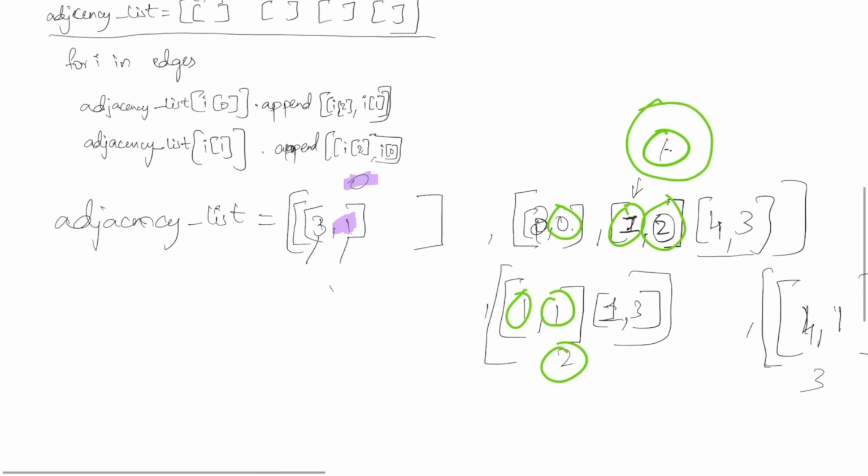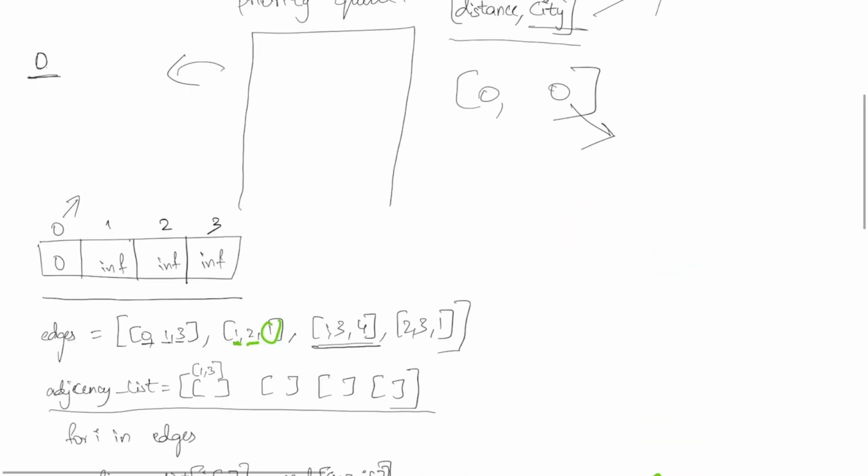What's the adjacency list for this particular city? The adjacency list of 0 is 3 comma 1, so you'll add 3 comma 1 here. The distance here is 0, so 0 is already there, so we don't update the distance in the array. But then you will add 0 plus 3 here. It's anyway 3, so we are not going to update it.